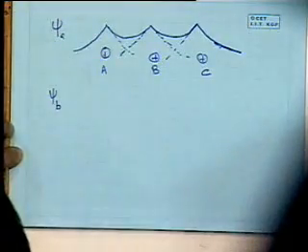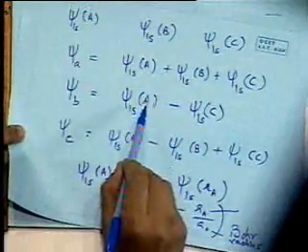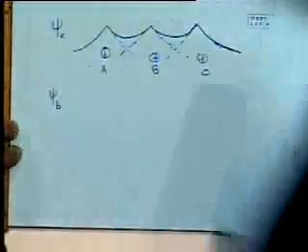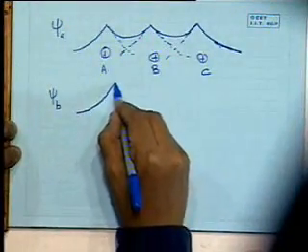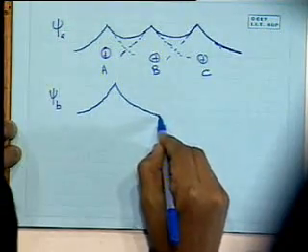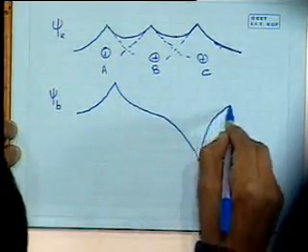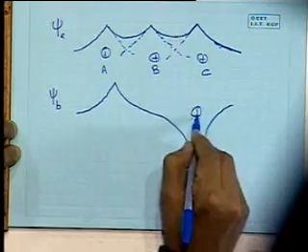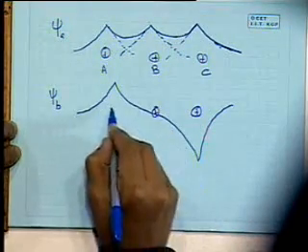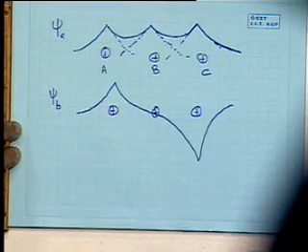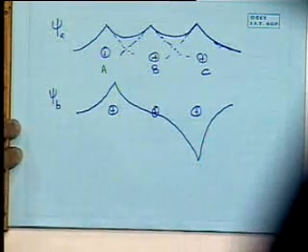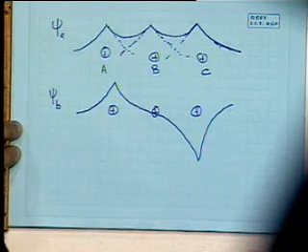Now psi b was what? It's the difference between A and C. There's no B involved there. So it looks something like this. Okay. This is how they are combining. What I'm showing is simply graphically how the atomic orbitals are combining to give us the molecular orbitals.